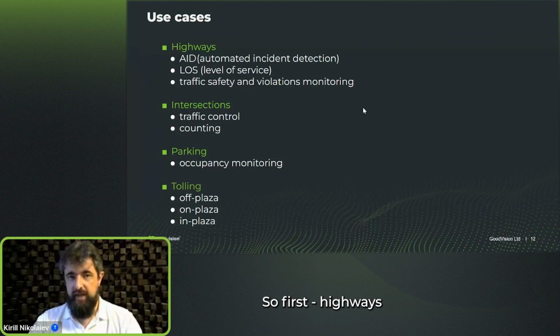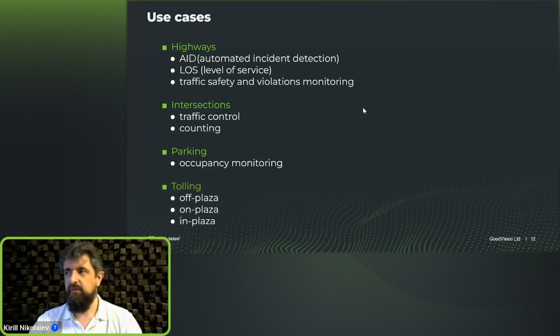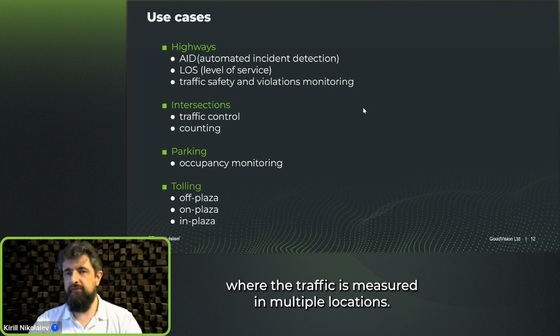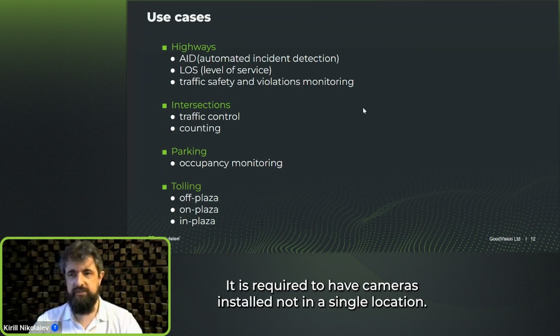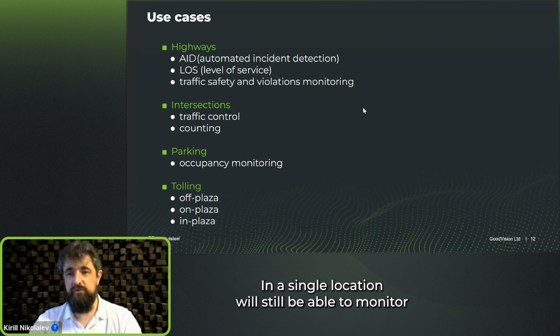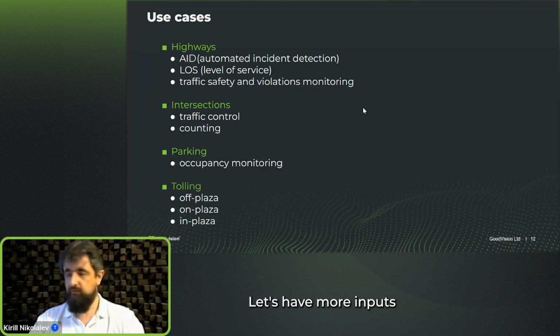So first, highways. For highways, we have the AIDS system, Automated Incident Detection System, where the traffic is measured in multiple locations. Of course, it is required to have cameras installed, not in a single location. In a single location, we'll still be able to monitor it for traffic violations and incidents. But for automated incident detection, we need to have more outputs. Let's have more inputs.